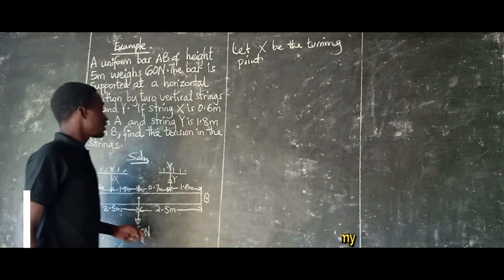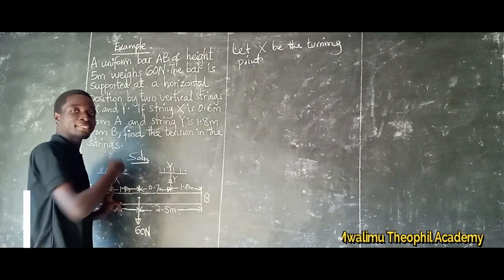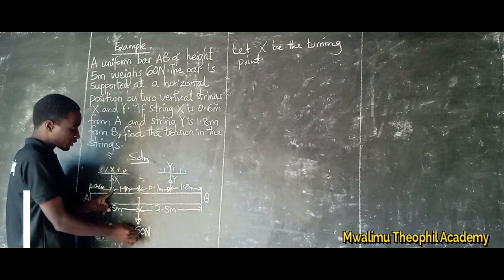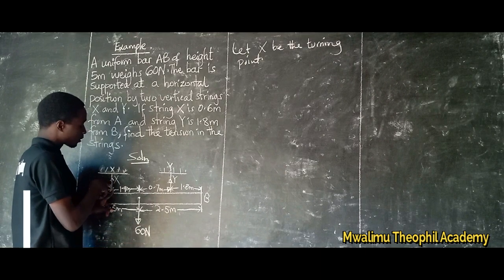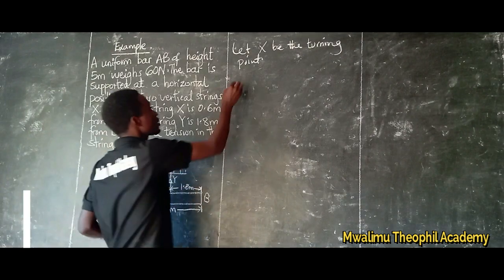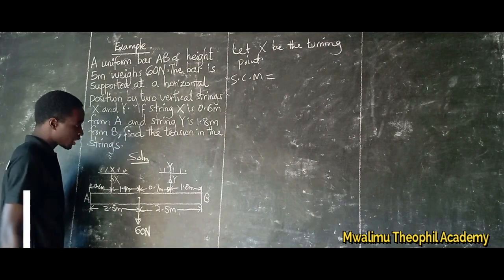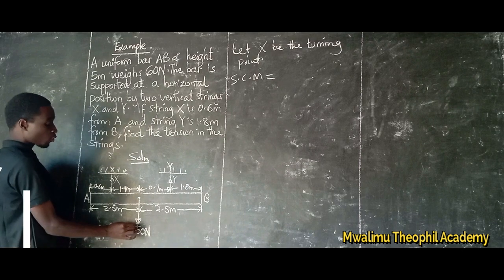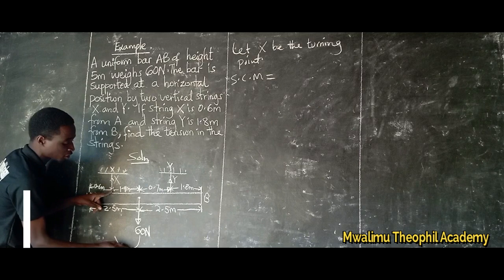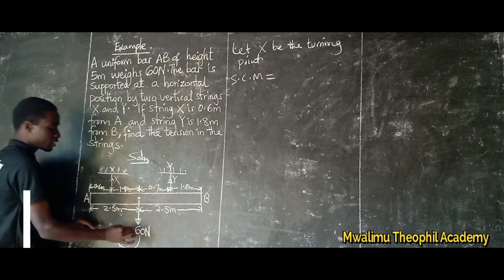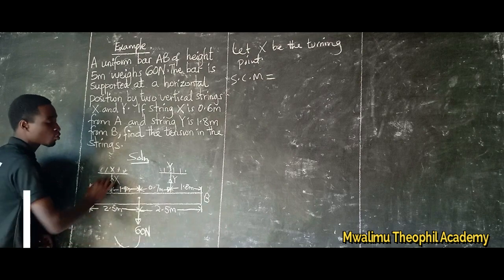Now if X is the turning point, all of the remaining forces will be rotated about X, the turning point. The remaining forces are 60 newton and force Y. So force Y and 60 newton are going to be turned about point X. Now let us start with the sum of clockwise moments. Let us recognize which of the two forces rotates clockwise. This force is 60 newton. When it is turned about point X, the turning point, it will be rotating this way, which gives a clockwise moment.